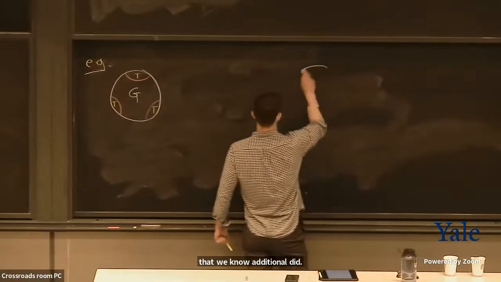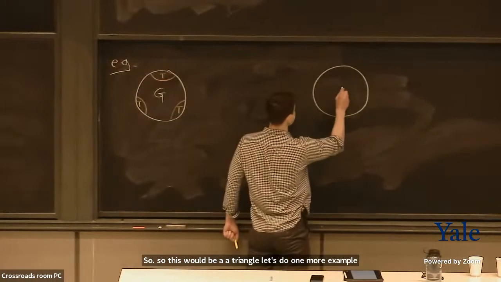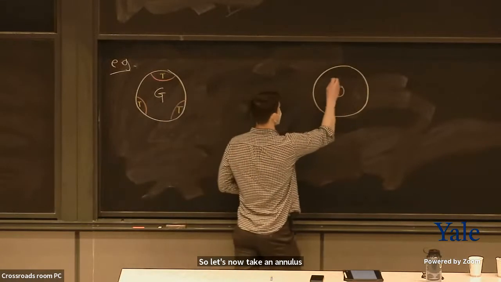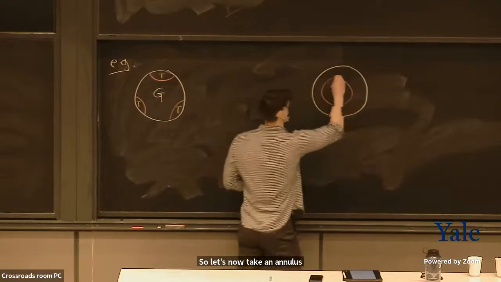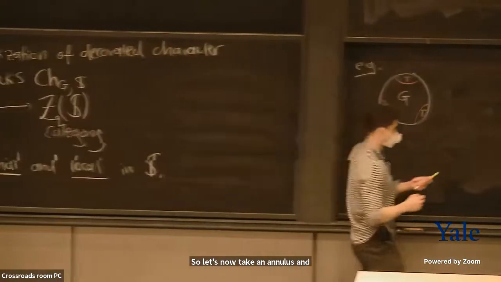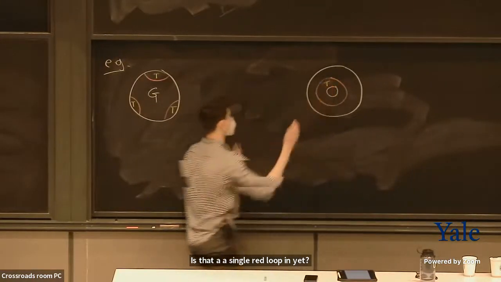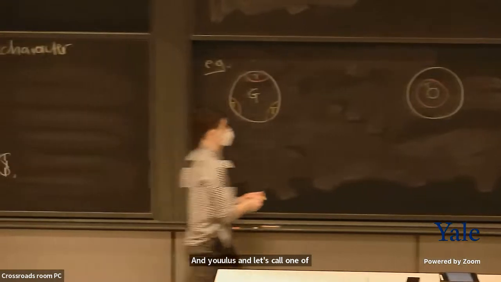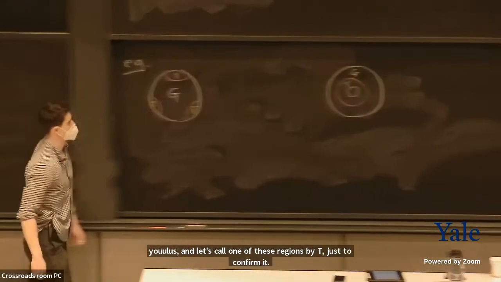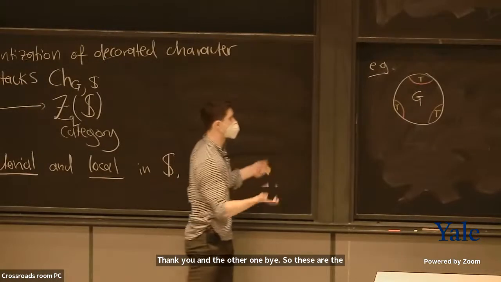Let's do one more example. So let's now take an annulus and see a single red loop in the annulus. And let's color one of these regions by T, these 2 components by T, and the other one by G. So these are the kind of things one might consider.